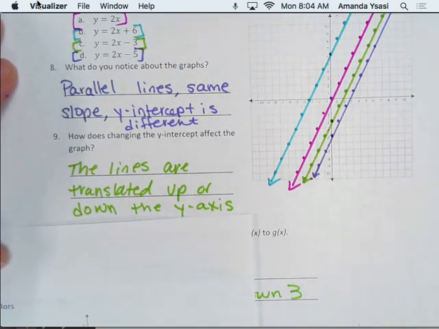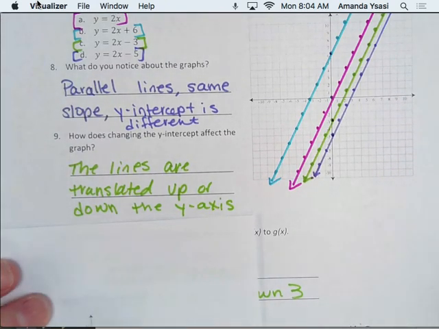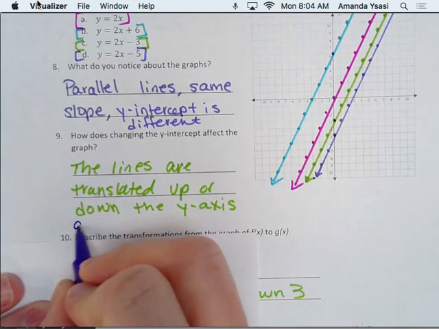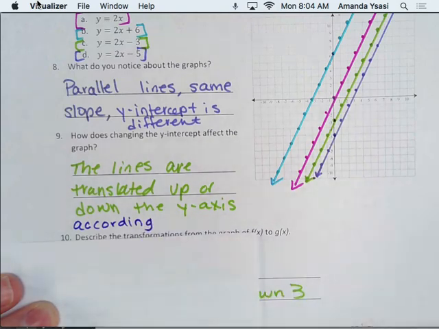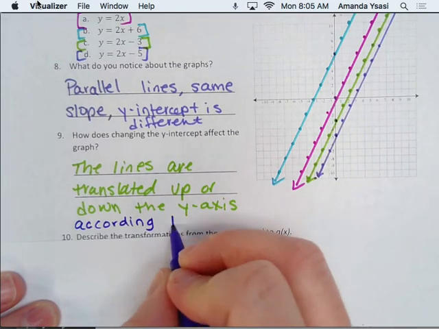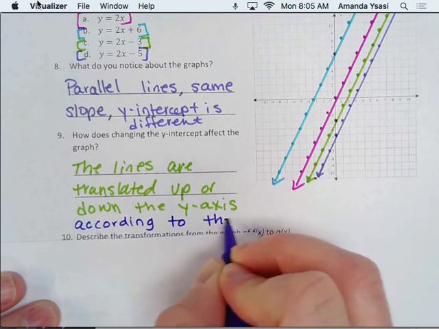So the lines are translated up or down the y-axis according to the y-intercept.